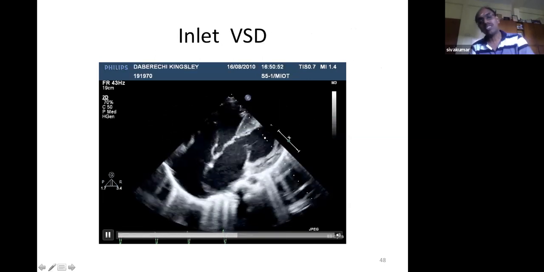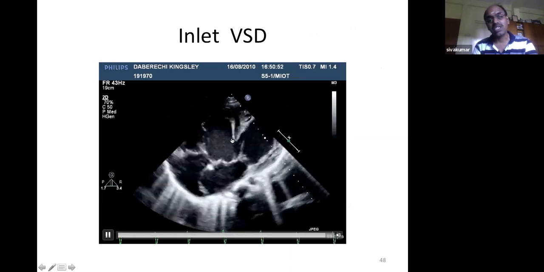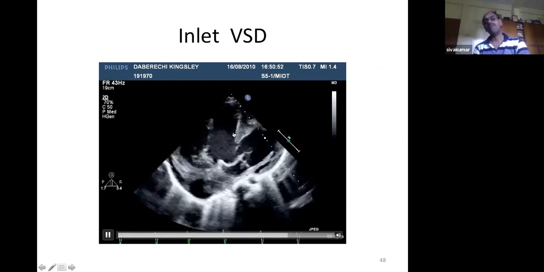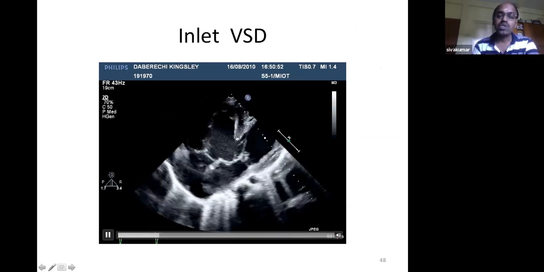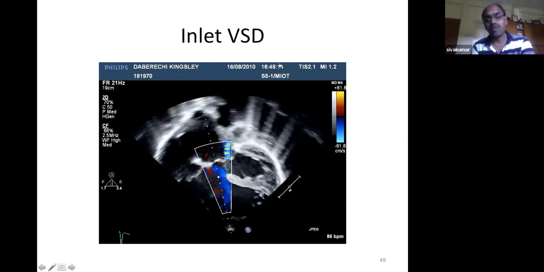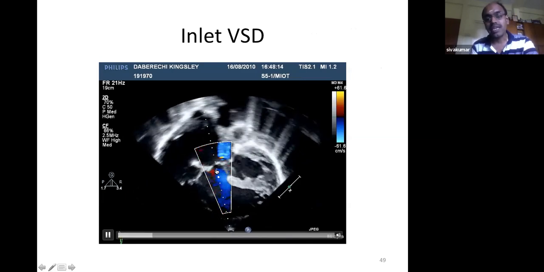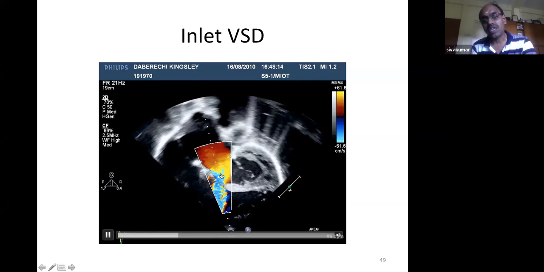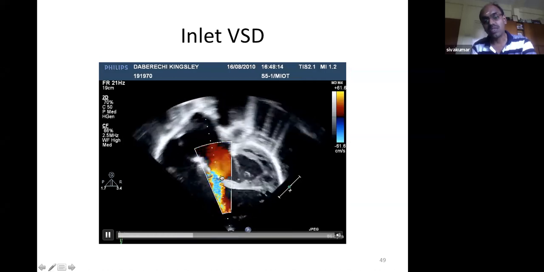In some of the patients, there can be a significant inlet extension. And the more the inlet extension, the more the chances of straddling and override of the atrioventricular valves. In this particular example, you can appreciate that the septal tricuspid leaflet is causing some degree of restriction of the ventricular septal defect.